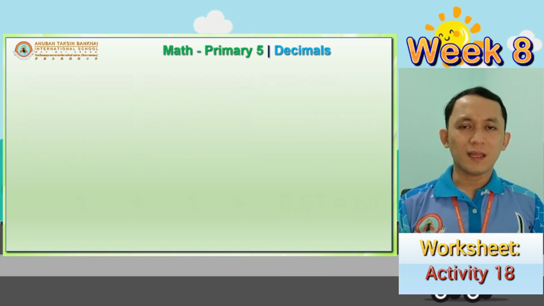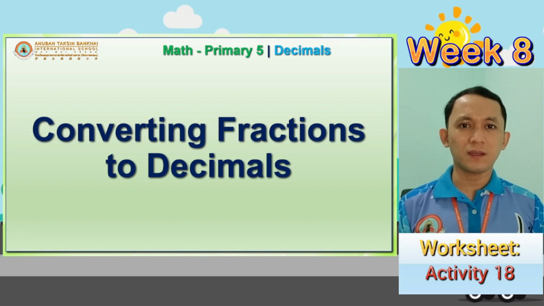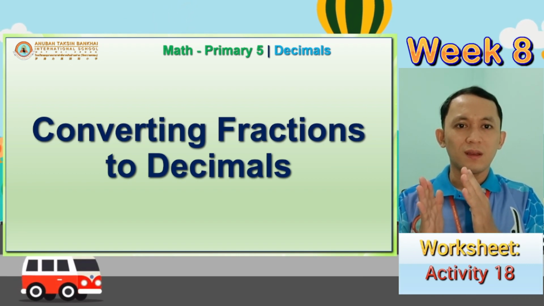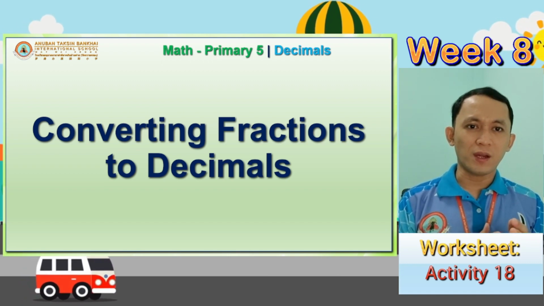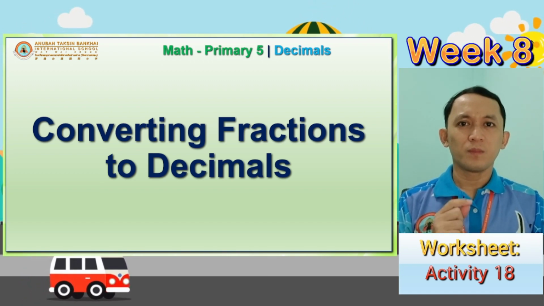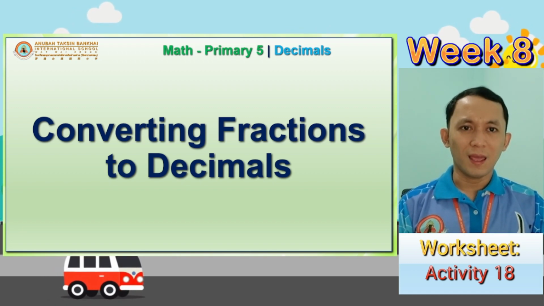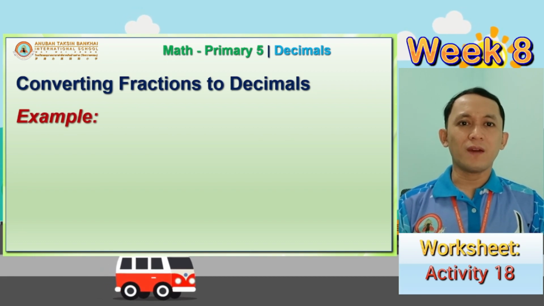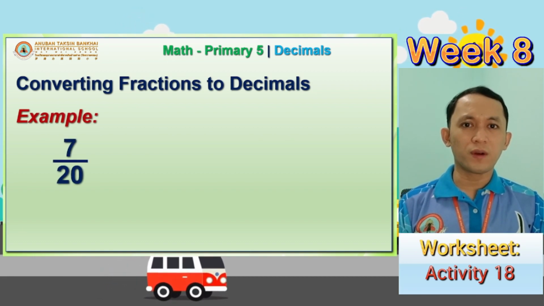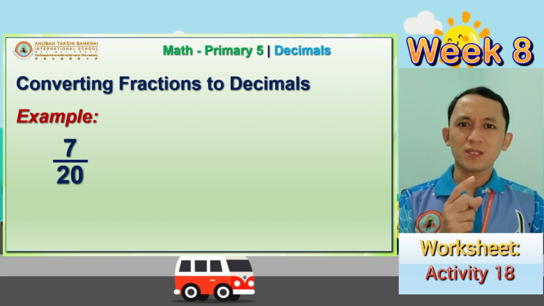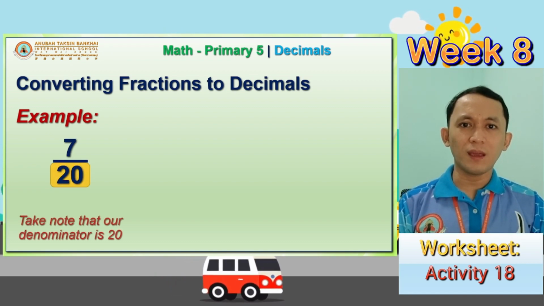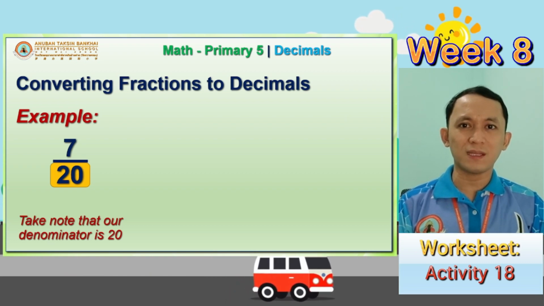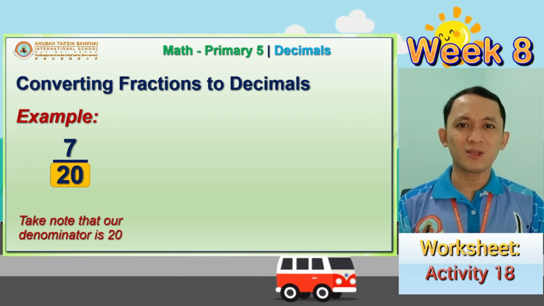Okay, so that's just a quick review of your previous lessons about the relationship between fractions and decimals. Now, let's discuss converting fractions to decimals. A while ago we did that already, but let's have more examples. Now, example number 1. We have here 7 over 20. Take note that our denominator is not 10, it's not 100, but it's 20. So what are we going to do?